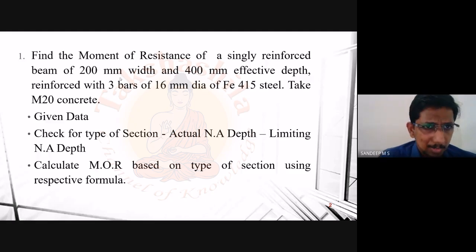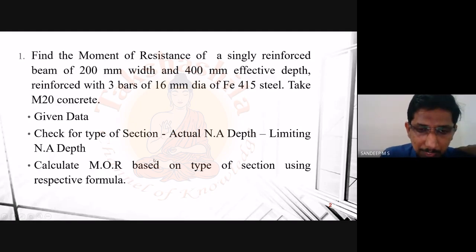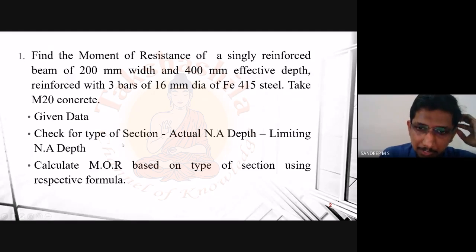Have I explained about singly reinforced beam? What do you mean by singly reinforced beam? Suppose we have a rectangular section, where we will provide the main reinforcement at the tension zone. Normally if it is a simply supported beam, the tension zone will be at the bottom, so we will be providing the reinforcement at the bottom itself.